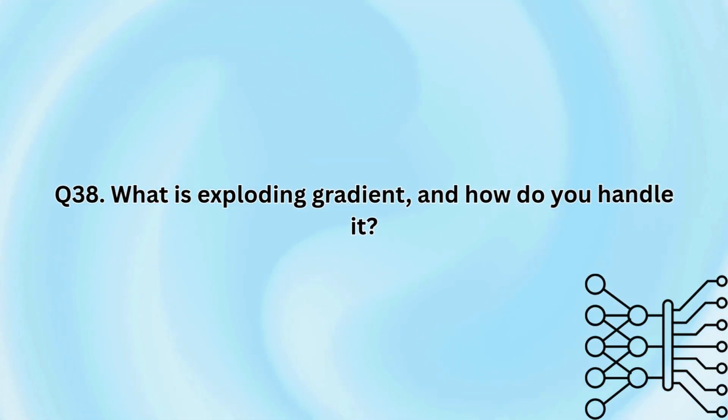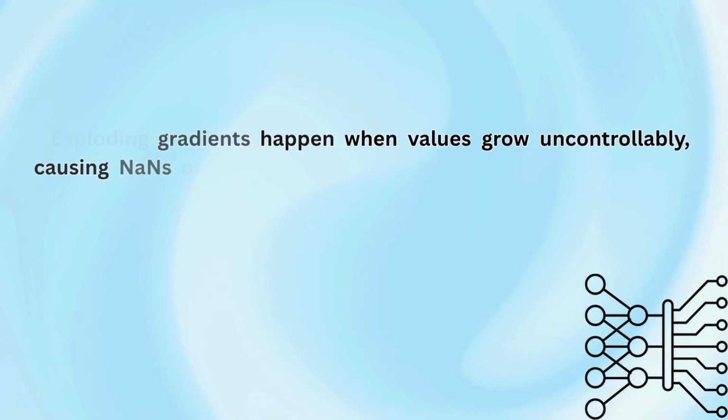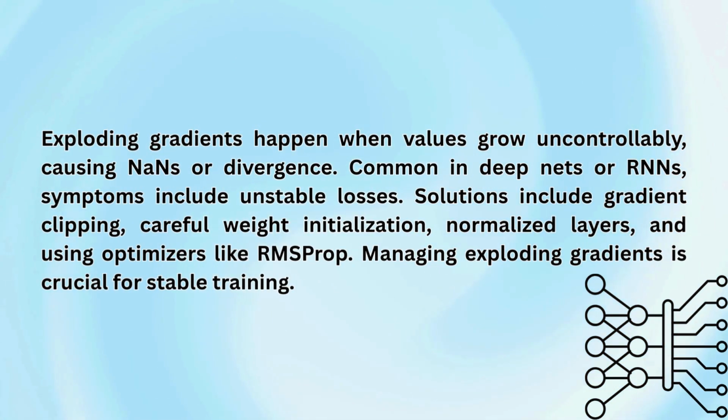What is exploding gradient and how do you handle it? Exploding gradients happen when values grow uncontrollably, causing NaNs or divergence. Common in deep nets or RNNs, symptoms include unstable losses. Solutions include gradient clipping, careful weight initialization, normalized layers, and using optimizers like RMSprop. Managing exploding gradients is crucial for stable training.